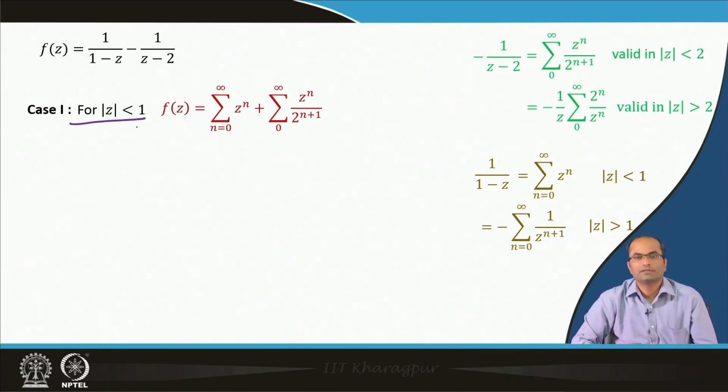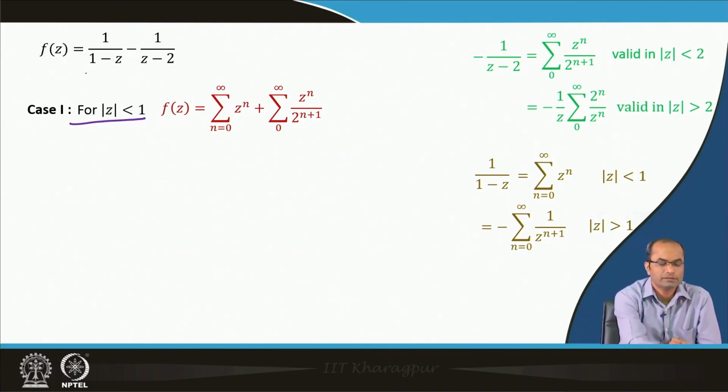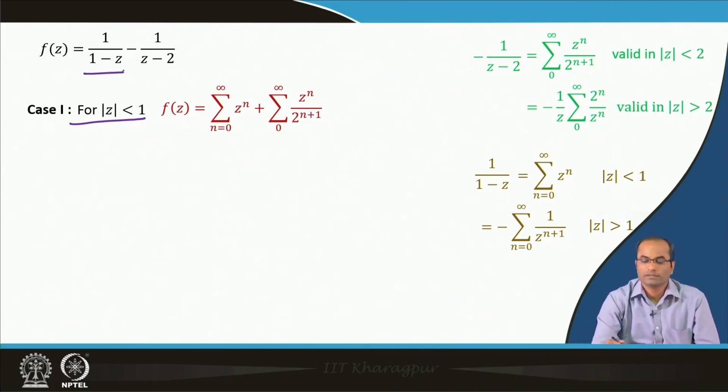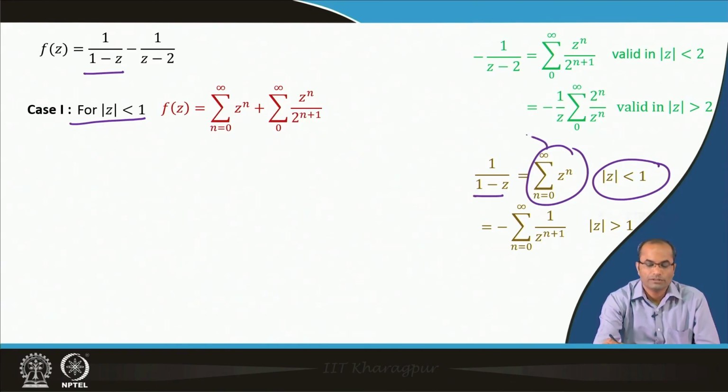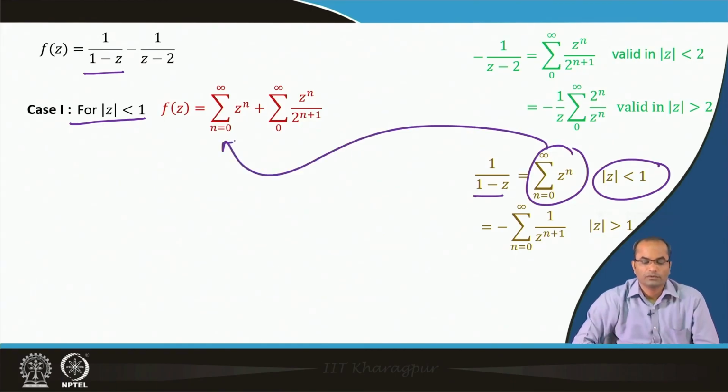In this region we will see what will happen to the expansion. So, when mod z is less than 1, for the first function 1 over 1 minus z, for mod z less than 1 we have this expansion which is written already there: sum n from 0 to infinity of z power n.